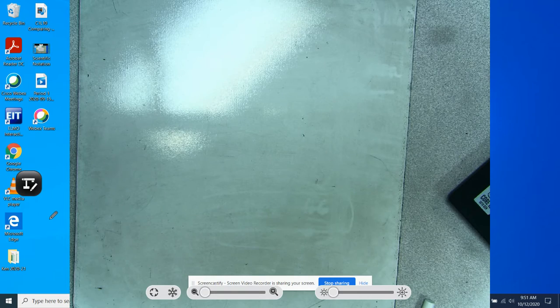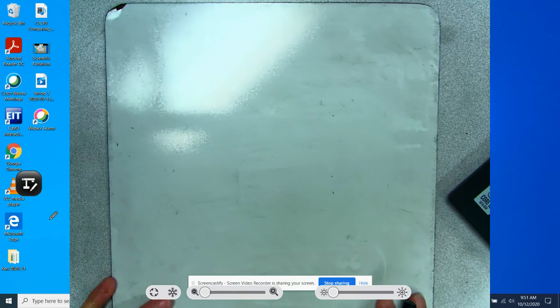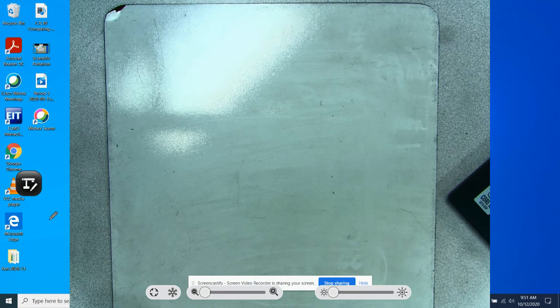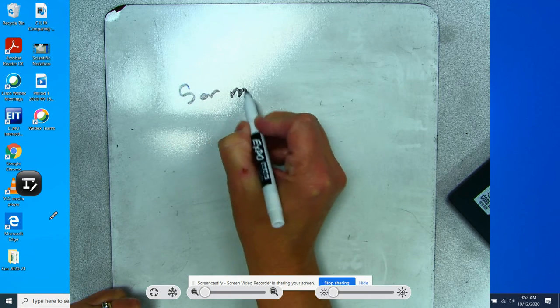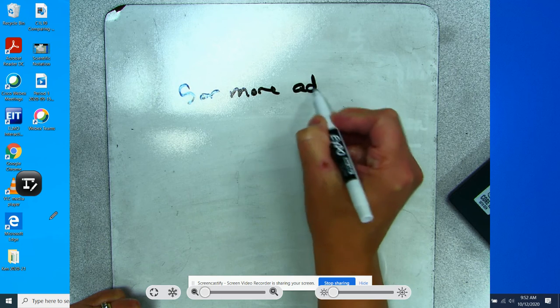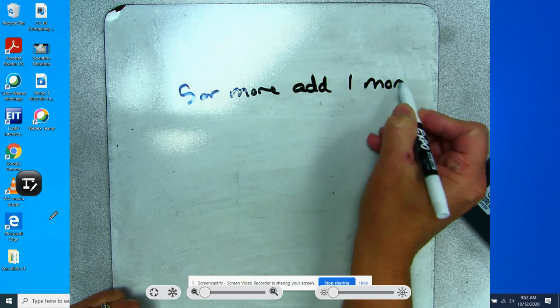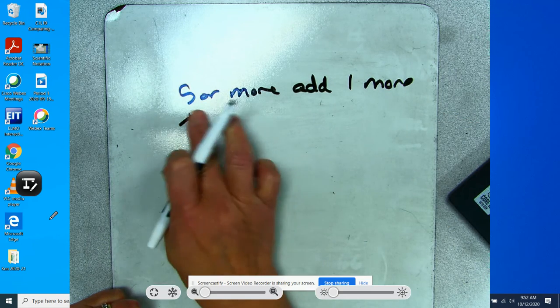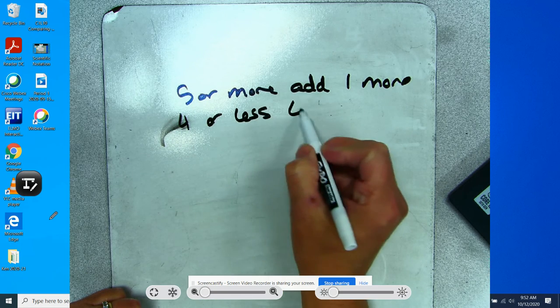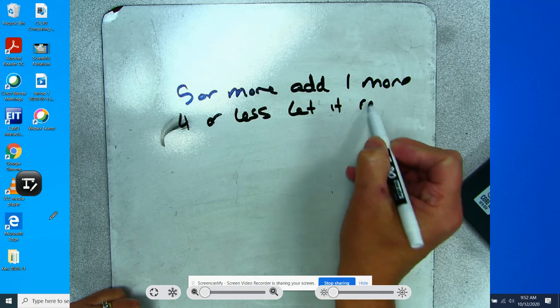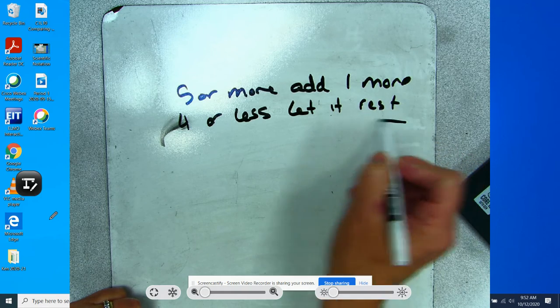Okay, so today we're going to be talking about rounding numbers with decimals. So remember the rule of rounding. 5 or more, add 1 more. 4, that's a 4. 4 or less, let it rest. Okay, these are the rules for rounding.